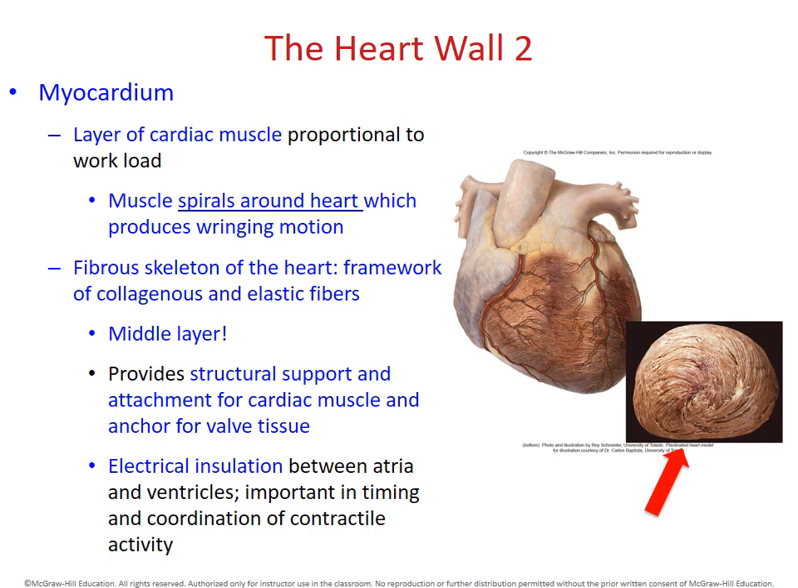We see that the muscle fibers will lie in a spiral pattern. Take a look at the picture with the red arrow showing you the spiral format. We will also see that it will have lots of collagen and elastic fibers embedded within it. It will not only provide the pumping mechanism, it will also provide structural support. It will help anchor the different valves that we find in the heart, and it will also contribute heavily to electrical insulation.